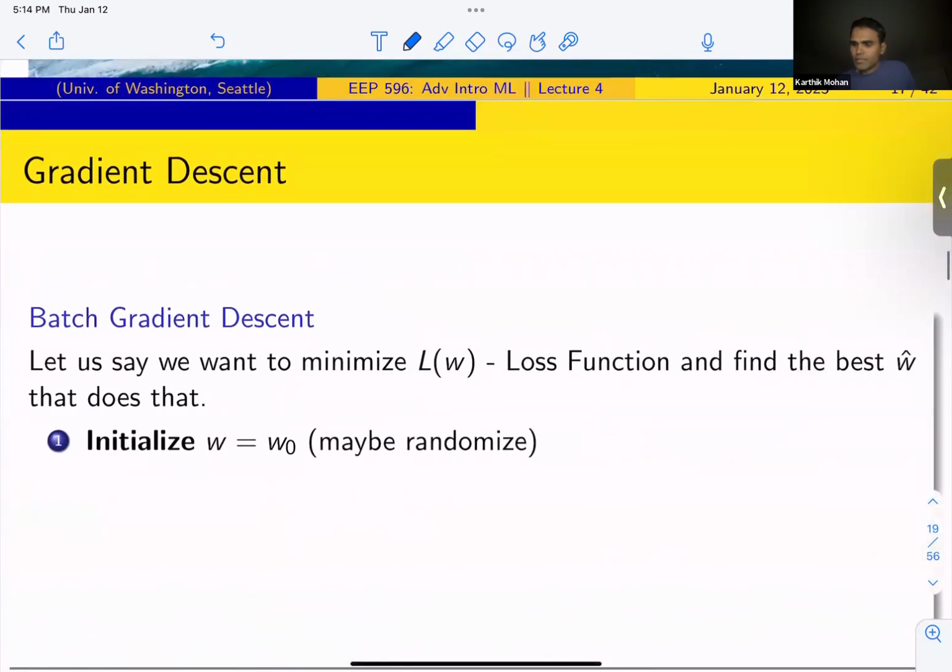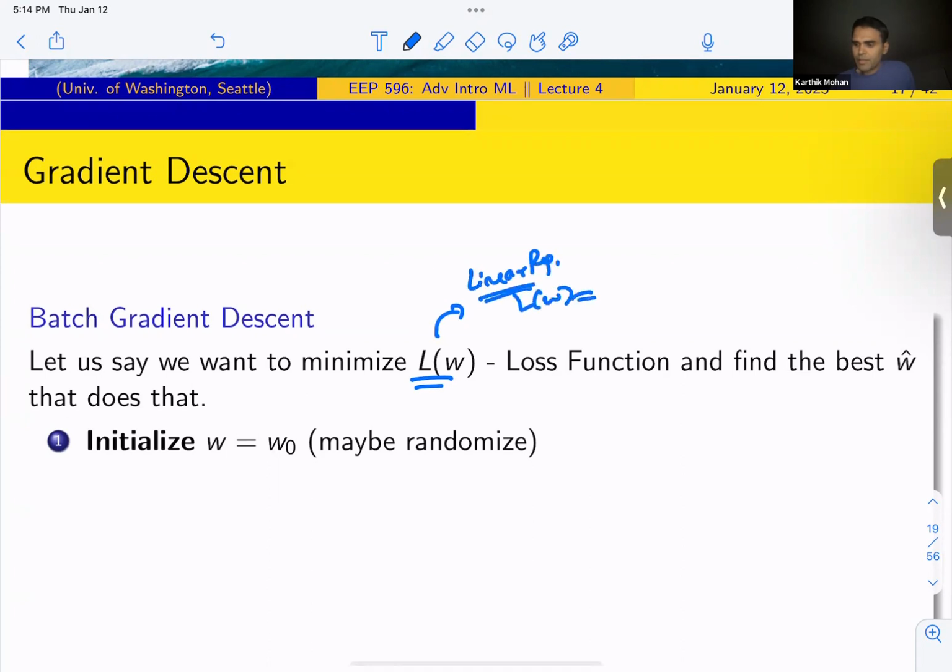So this brings us to the algorithm for batch gradient descent. Let's say we want to minimize a loss function, which we'll call L. For instance, for linear regression, this is L of W equals the norm of XW minus Y. So you see, this is the distance between XW and Y, the Euclidean distance that we just discussed. So that's the loss function.